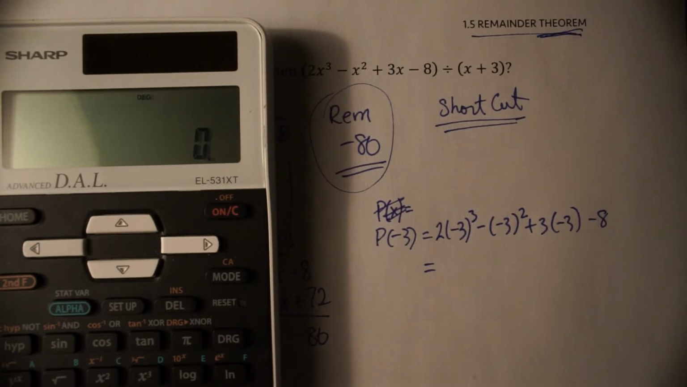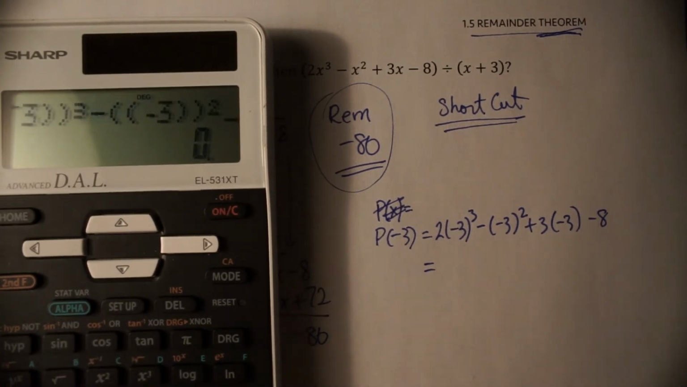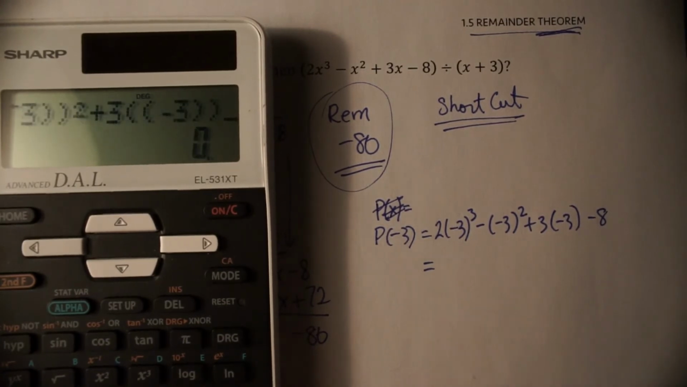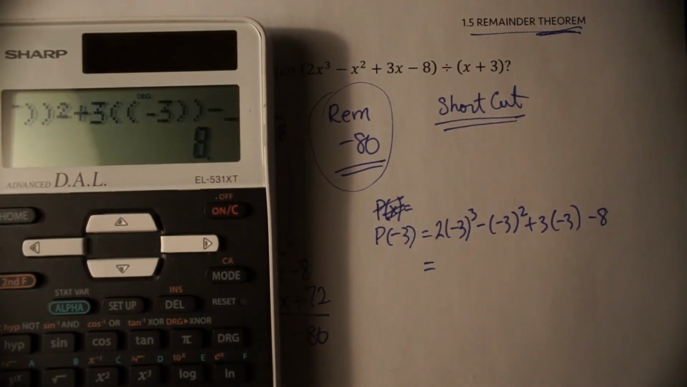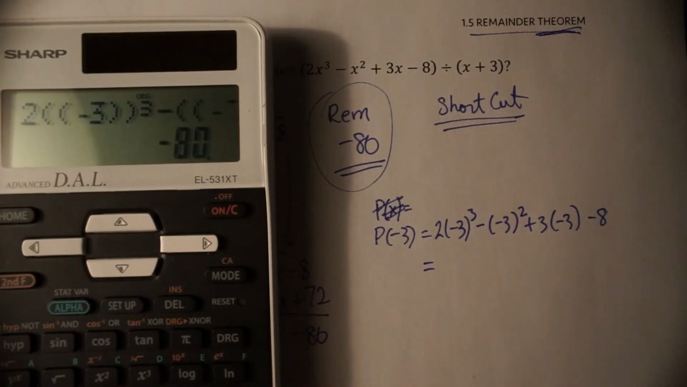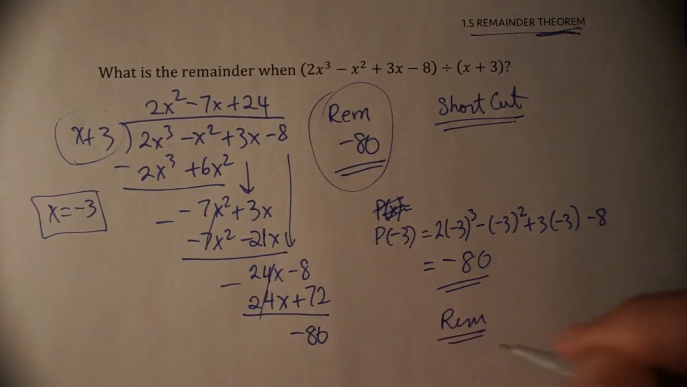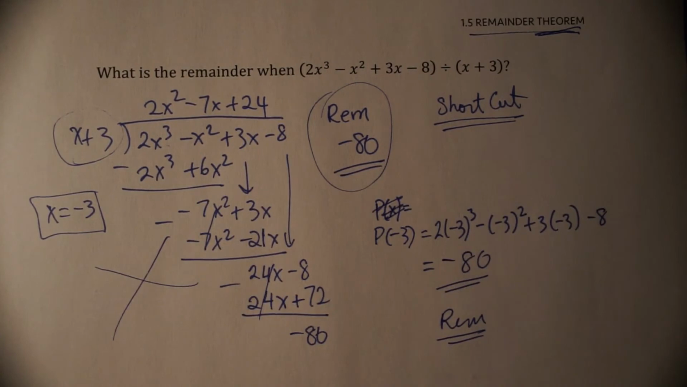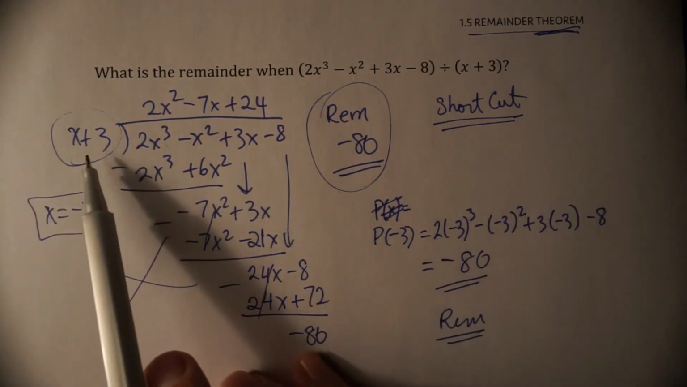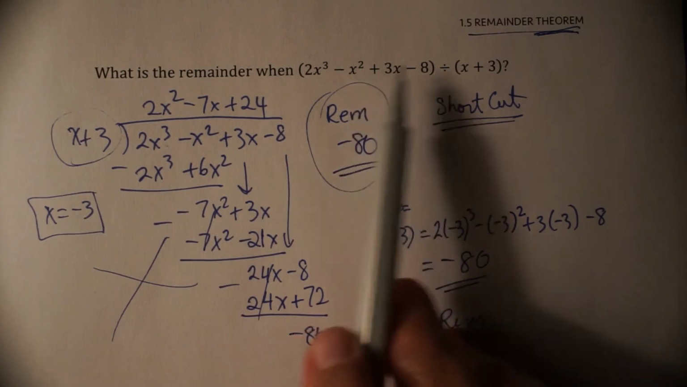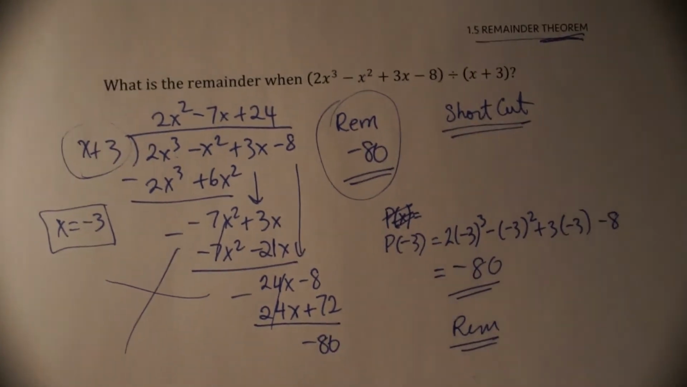The best way not to make mistakes with your calculator is just to do it all at once with the brackets. So 2 bracket negative 3 bracket, and it's a cubed, so I put the cubed, minus bracket negative 3 bracket squared, plus 3 bracket negative 3, minus 8. And oh my goodness, we hope it comes out to be what we got, which is minus 80. Let's see. Yay, it did. So minus 80 is my remainder. We don't have to do all of that. We can simply plug the number that makes this 0 into the original polynomial, and that's going to be the remainder. So let's try another one.